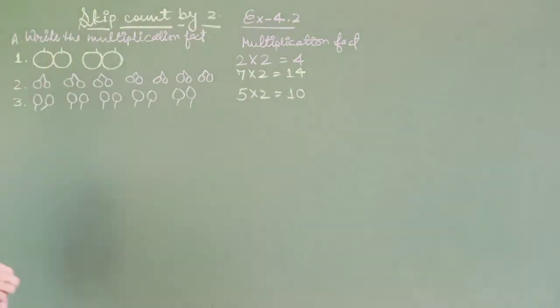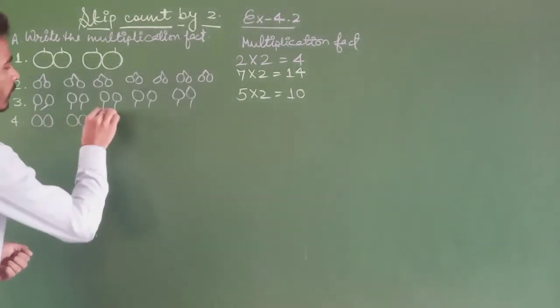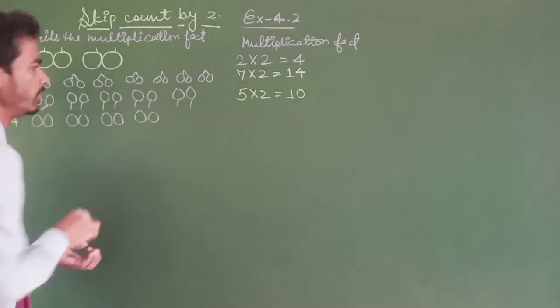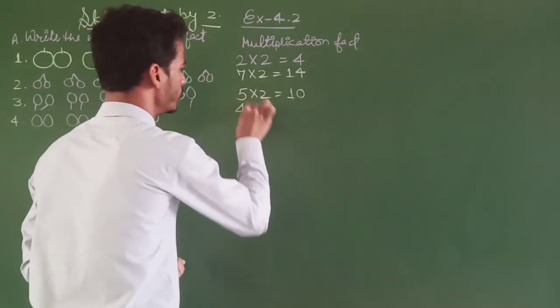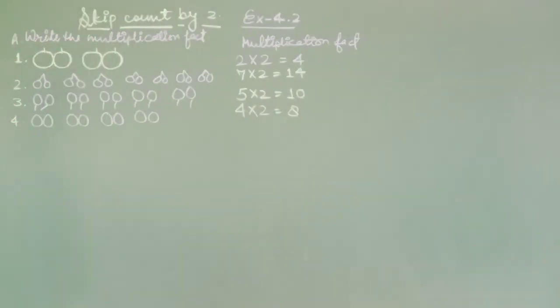And now there are balls, in 4 groups. The multiplication fact will be 4 multiplied by 2 is equal to 8. 4 is the number of groups, and 2 is the number of balls in each group.